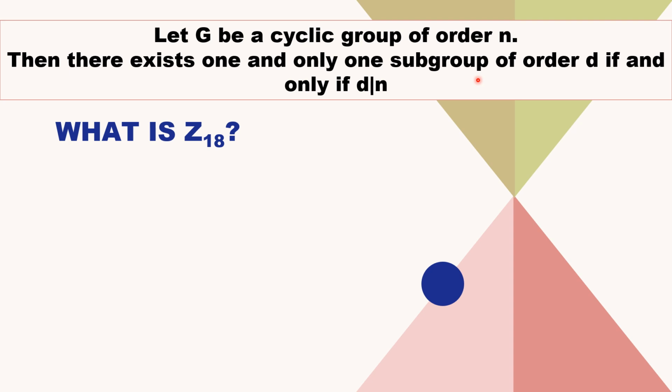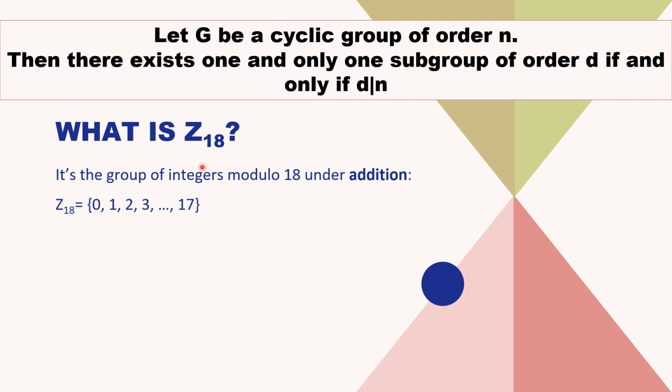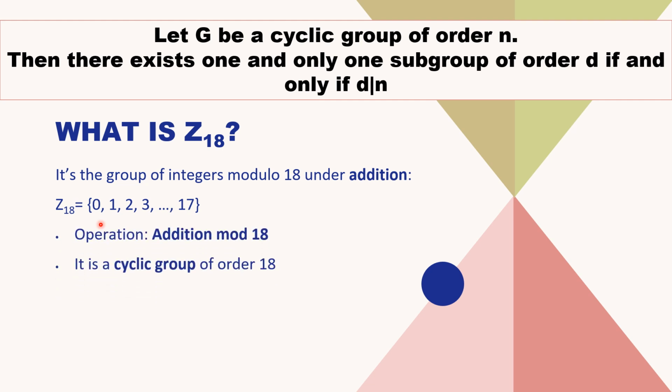Now, first of all, the question given to us is about Z18. What is Z18? It's the group of integers modulo 18 under addition. Again, we have done the modulo group in detail, so make sure you check out those videos as well. So basically, Z18 is a group which is 0 till 17, a total of 18 elements, right? Its operation is addition mod 18. It's a cyclic group of order 18, and its generator is 1 because 1 generates Z18.